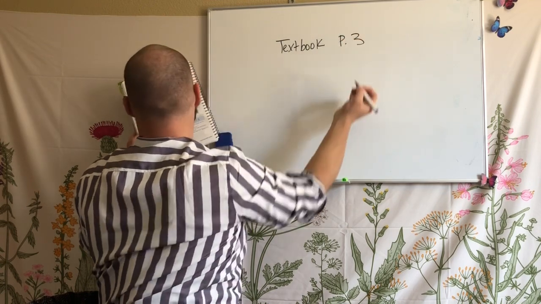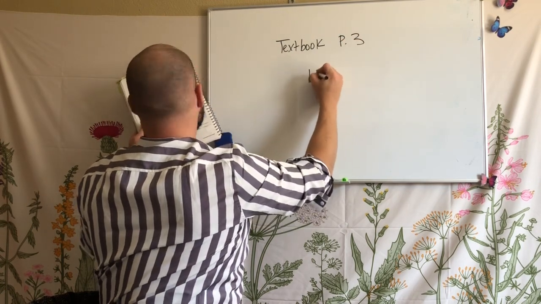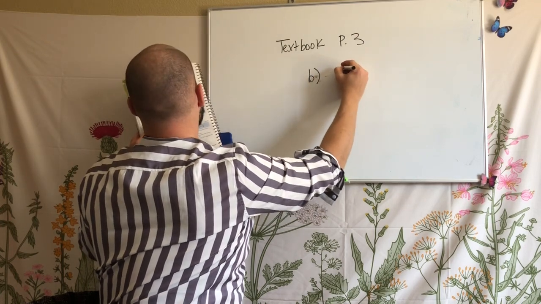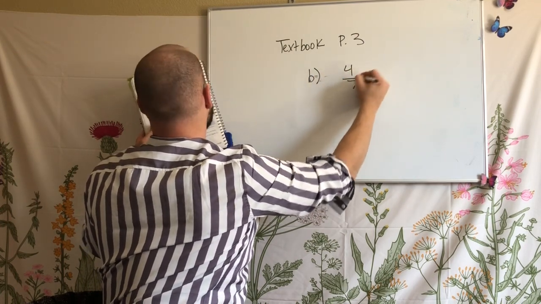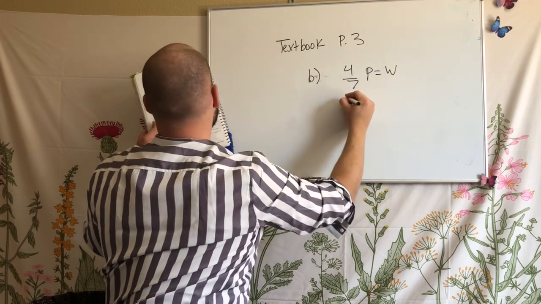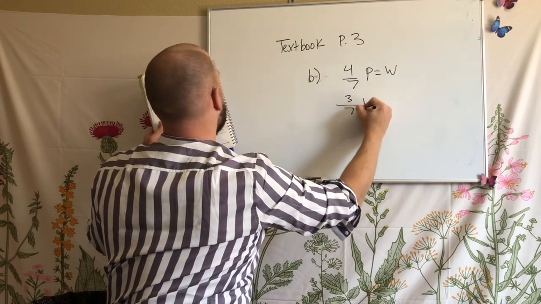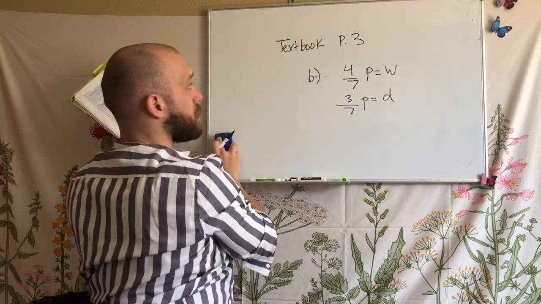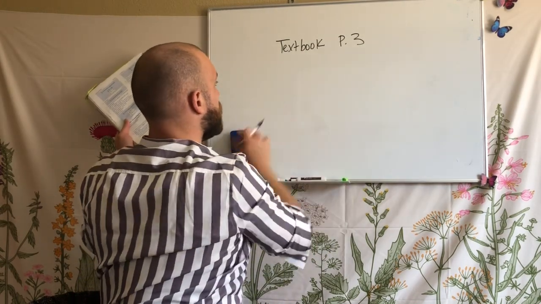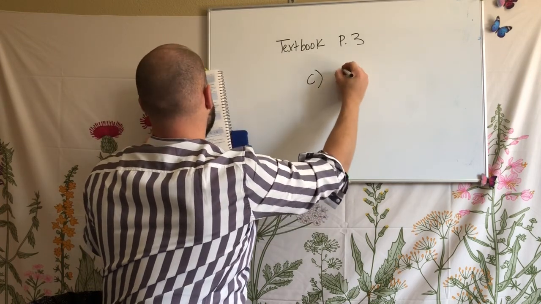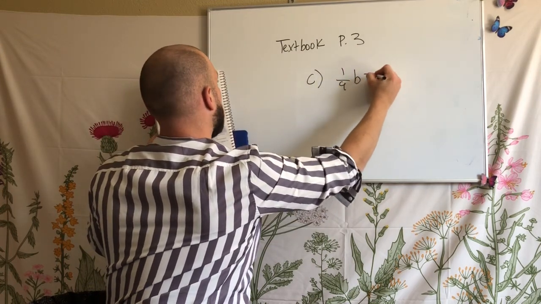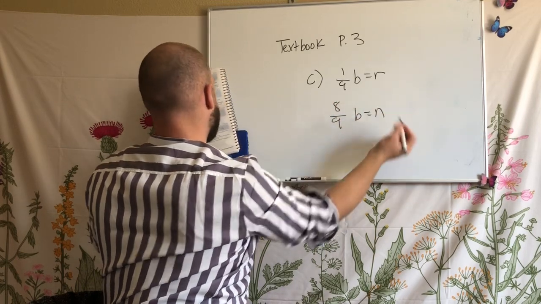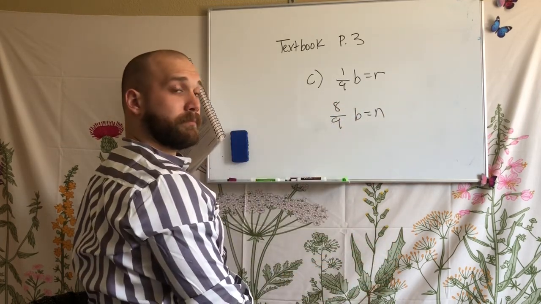Part 3 for B, the answer to B is 4/7 P equals W and 3/7 P equals D. Check. C is 1/9 B equals R and 8/9 B equals N. There you go.